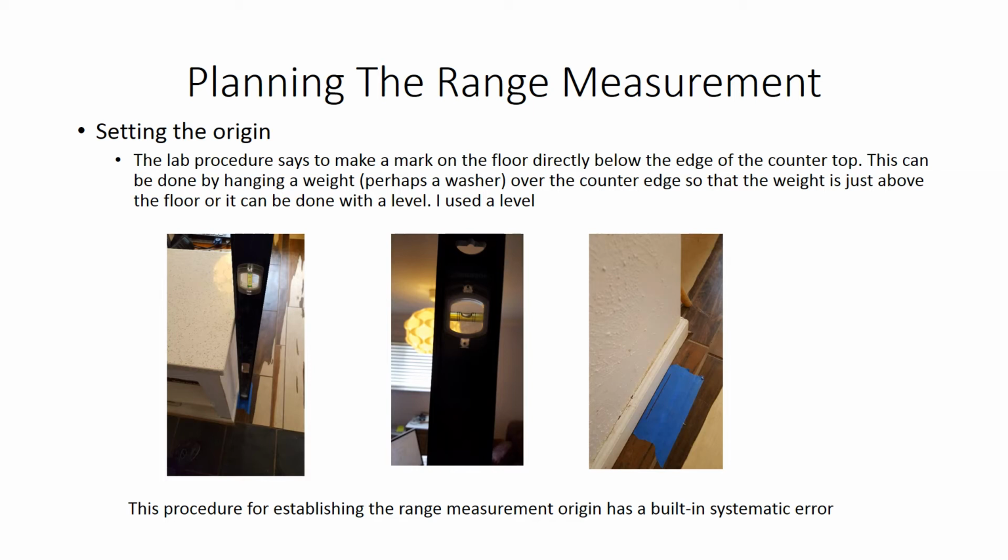Or you can get a level, and I used a level. I happen to have one that's 6 feet tall, and so I could put it up against the edge, as you see, get the bubble right in the middle. Apparently I can't hold the cell phone straight. And then that made the mark you see on the floor at the end. From there we would measure the range out away from the wall, or away from that line. This procedure for establishing the range measurement origin has a built-in systematic error, and we will discuss that on the next page.